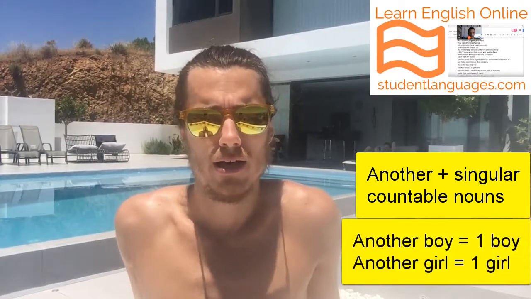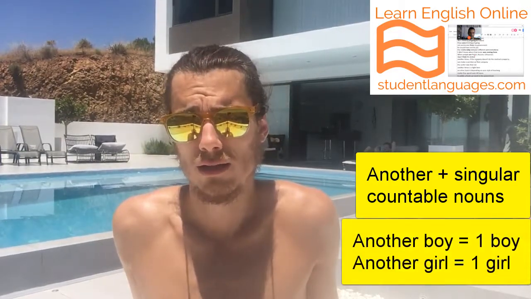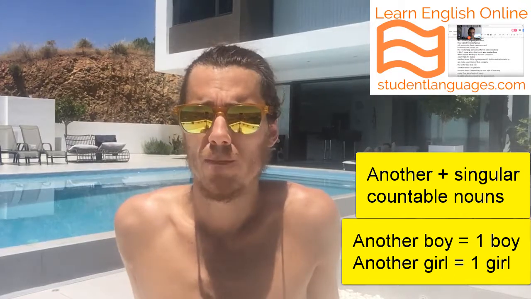So in this lesson, I quickly want to tell you about a common problem that intermediate and advanced students make, and that is the word another we put with singular countable nouns in English. So for example, I would say another boy, another girl, when I'm talking about one boy or one girl.